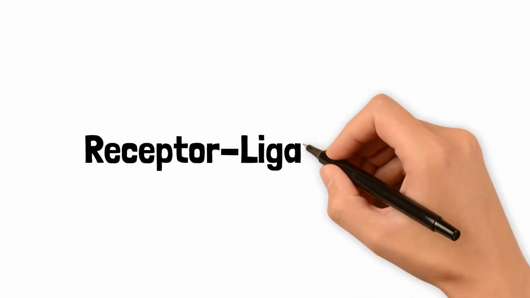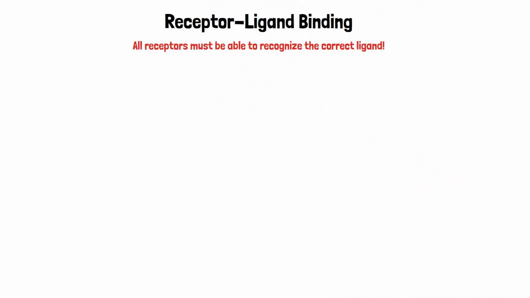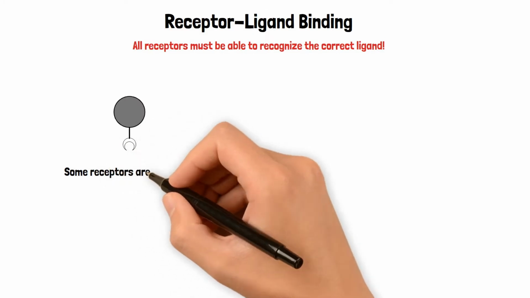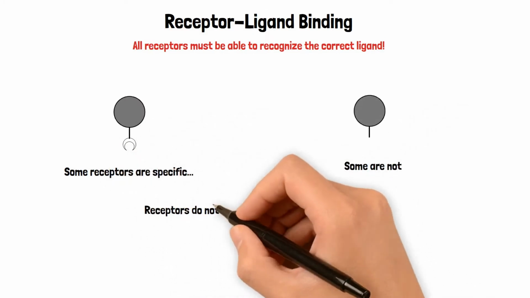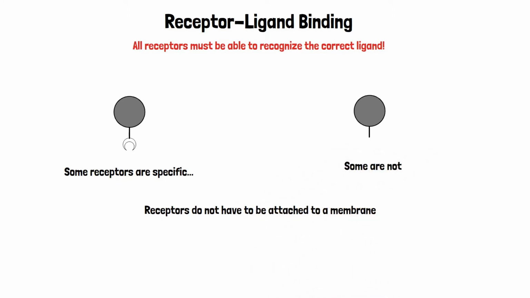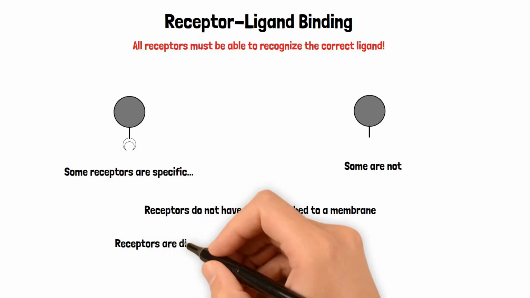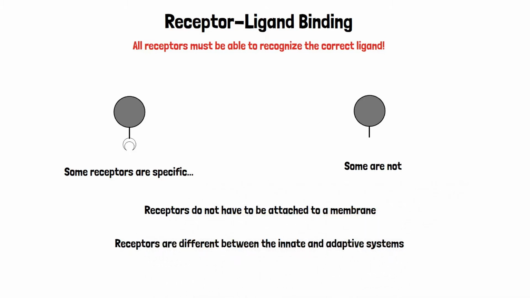This video is on the receptor-ligand binding of the antigen to the antibody. All receptors must be able to recognize the ligand it is associated with. Some receptors are quite specific about their associated ligand and other receptors are not. Not all receptors are attached to cell membranes but can freely float through the vascular system or body fluids. The receptors are also different depending on whether they are part of the innate or adaptive immune system.